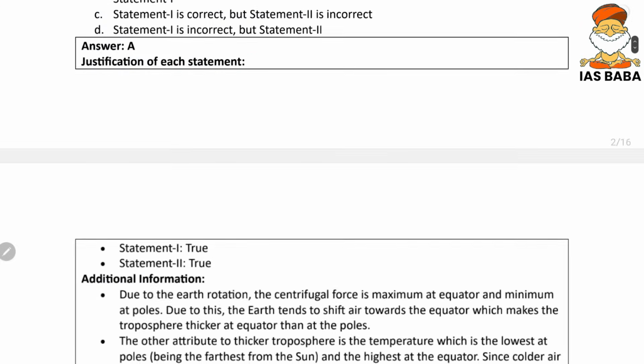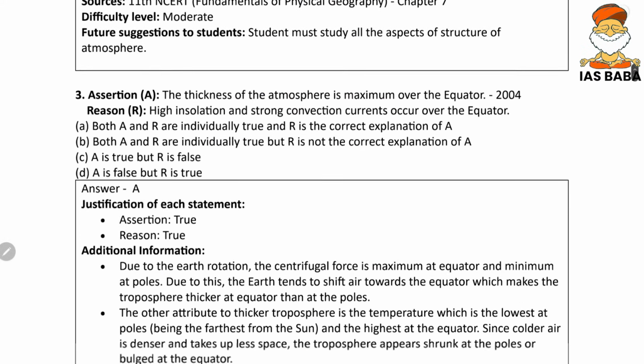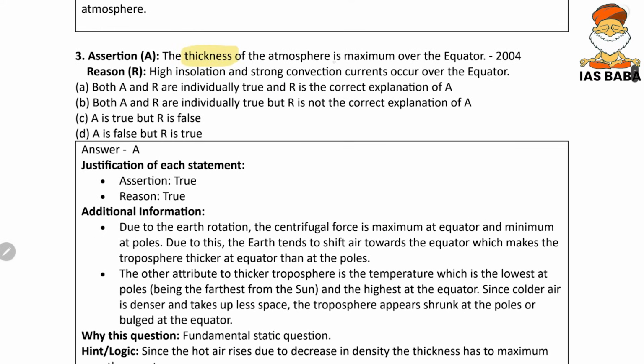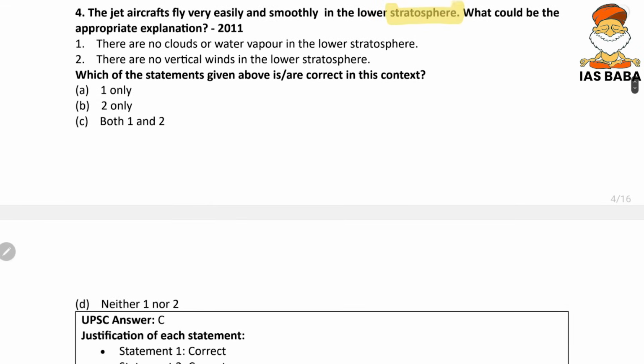Similarly, they had asked a question on water vapor, okay, with respect to altitude and latitude also. At times they ask, okay, they had asked pole-wise, so it is both latitude and altitude. Then they had asked a question on the thickness of the atmosphere. So this seems relatively similar to what we saw in question number 1. They had asked a question with respect to insolation, convective currents, okay. Then they had asked a question on the stratosphere, and what is the reason that jet aircraft fly easily and smoothly in the stratosphere?